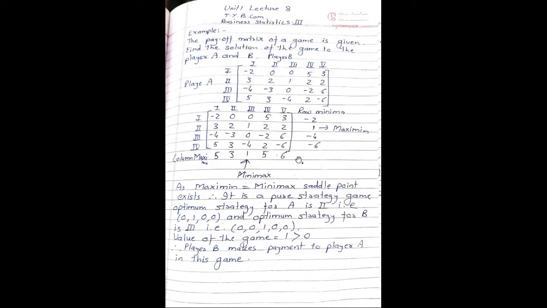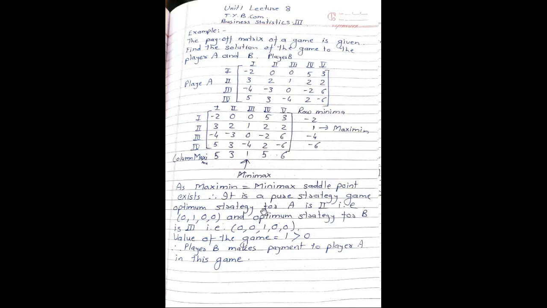Now amongst this maximum, just pick up the minimum value, put an arrow and call that value as minimax. So 5, 3, 1, 5, 6. The minimum value is 1. So minimax is 1 and maximin is also 1. So as maximin is equal to minimax, saddle point exists. Therefore, it is a pure strategy game.